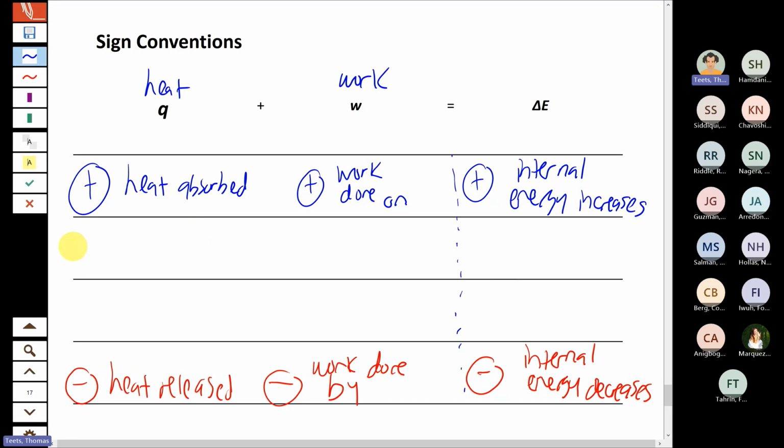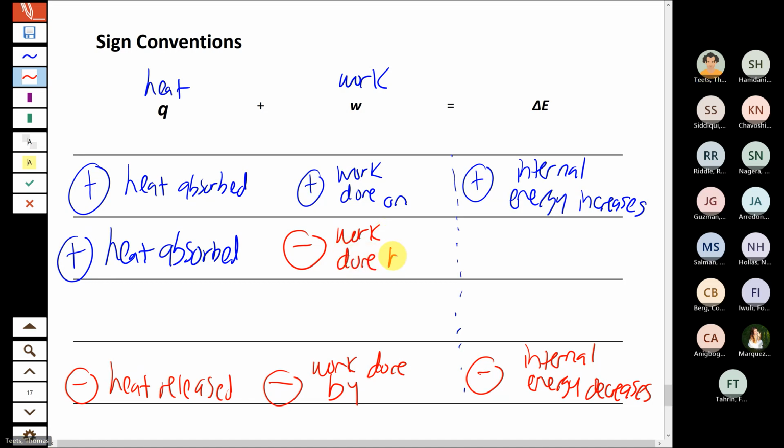So if your heat is positive, meaning your system is absorbing heat, but your work is negative, meaning that work is being done by the system, whether delta E is positive or negative depends on which of these two numbers is bigger in magnitude, right? So delta E can be positive or negative. I don't need to write out the whole thing. Let's just say positive or negative, depending on which of those two terms is bigger.